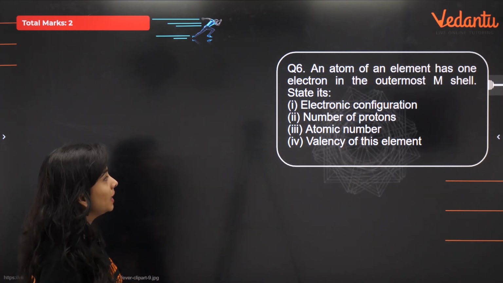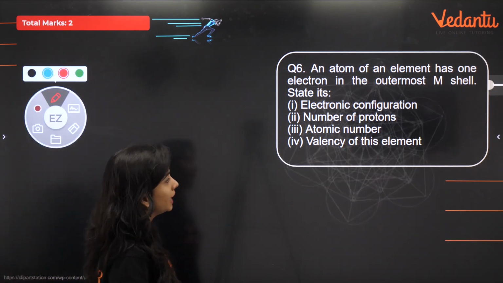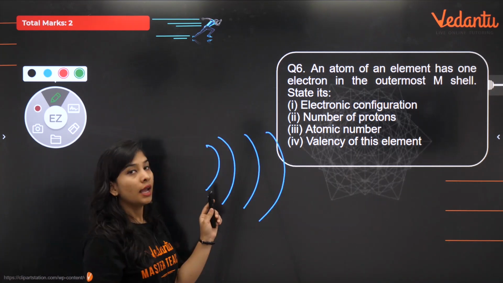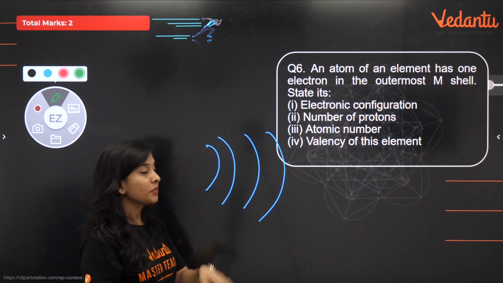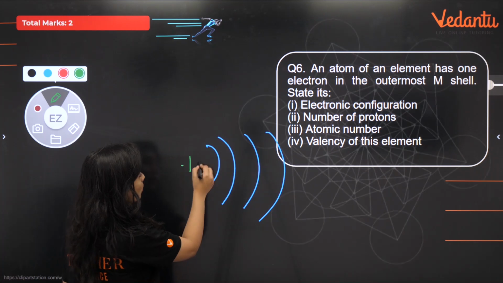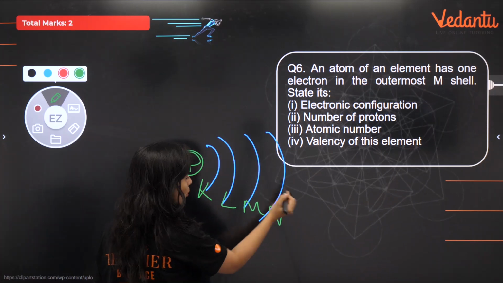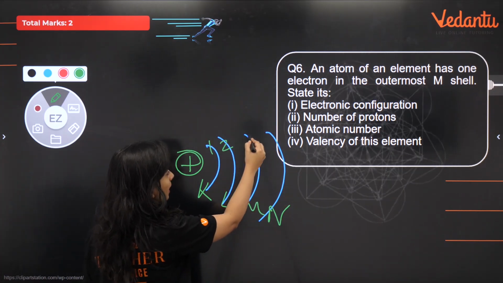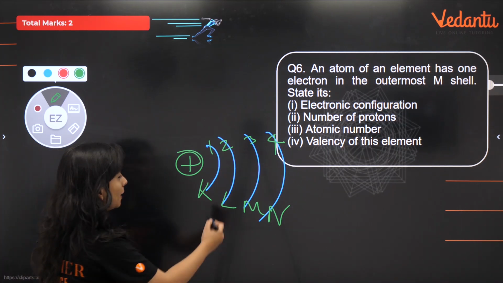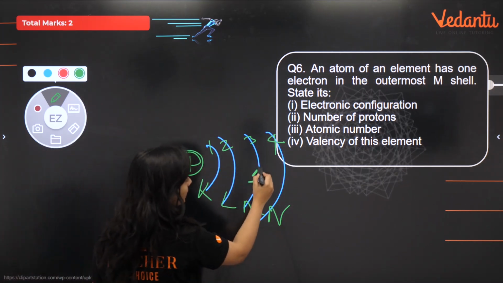An atom of an element has 1 electron in the outermost M shell. State its configuration. पहली बात तो we should know what exactly is M shell. If I talk about M shell, how can I count it? If I talk about any orbit, this is K shell, L, M, N and so on, also known as first orbit, second orbit, third orbit and fourth orbit. So it is saying that your M has 1 as the valence electron. M में कितना valence electron है?